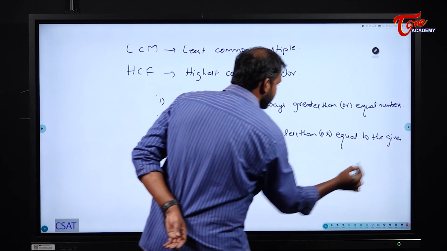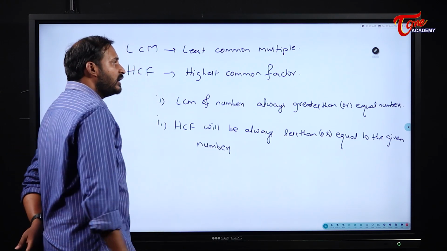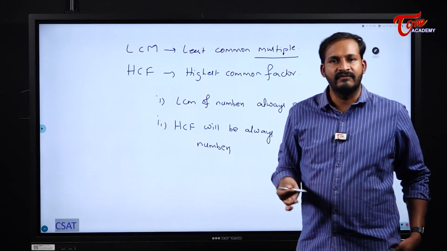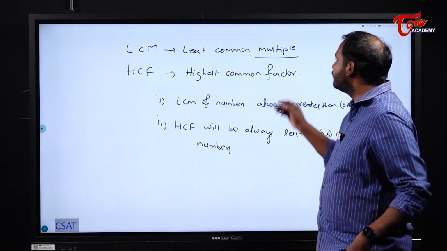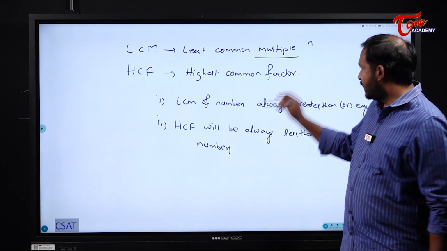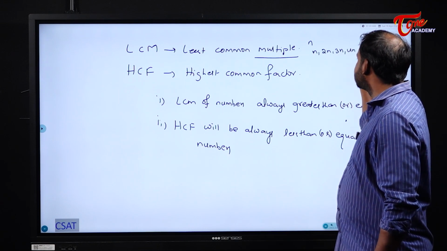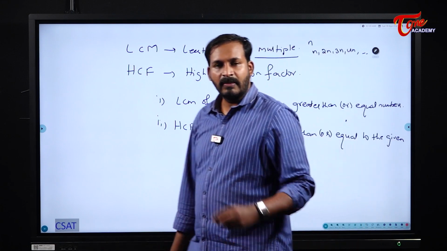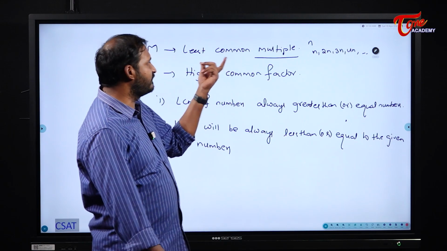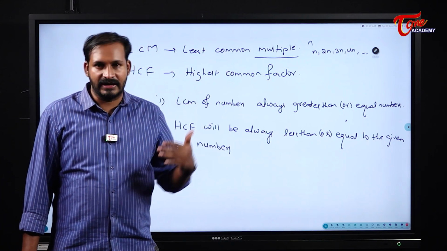What is the reason behind this? Very simple, students. What are LCMs? These are multiples, right? From where do multiples usually start? From the given number, right? For example, a number is some n. What are the multiples of n? n, 2n, 3n, 4n, like this. So multiples always start from the number itself. So our LCM will always be equal to the given number or greater than the given number.